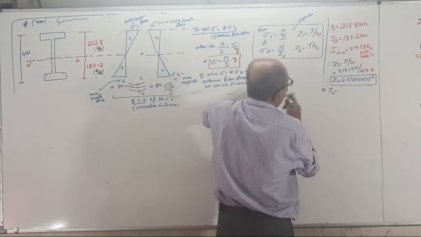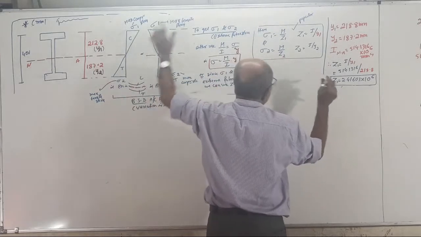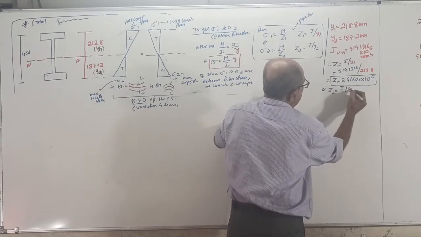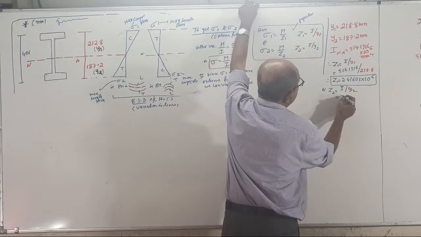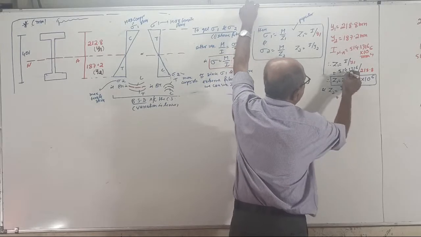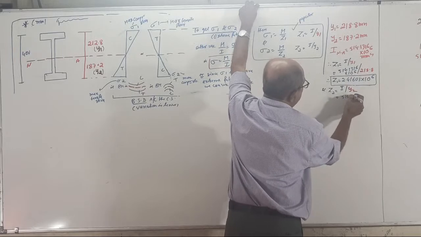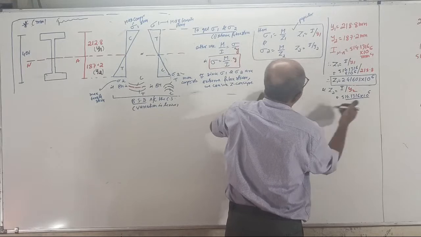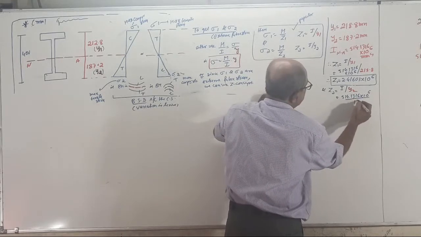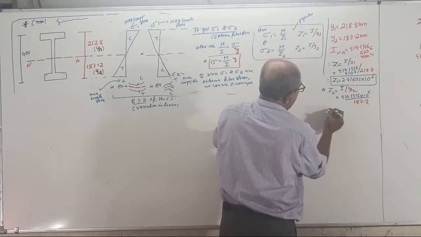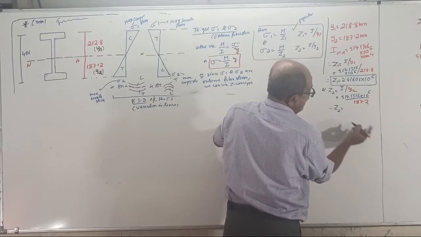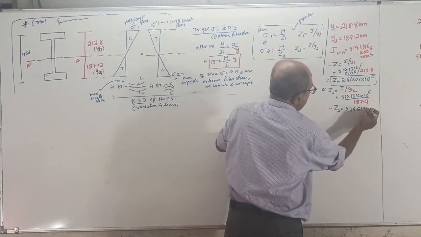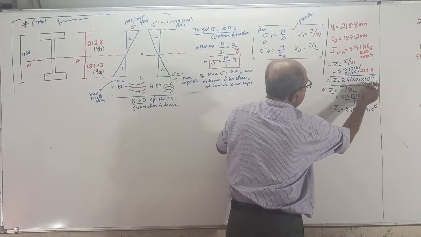And your Z2. Tomorrow, the board will still be open; I am not removing this for the entire class. I by Y2 equals I, where is I? 514.1316, 10 to the power 6, divided by Y2, which is 187.2. Therefore, your Z2 will be, I think, 2.74613, 10 to the power 6. This is in millimeter cube.